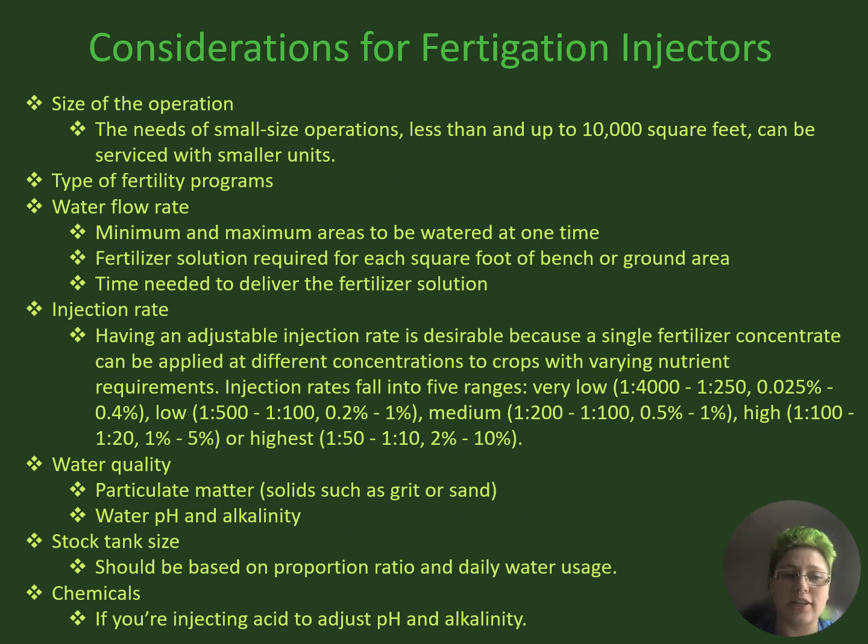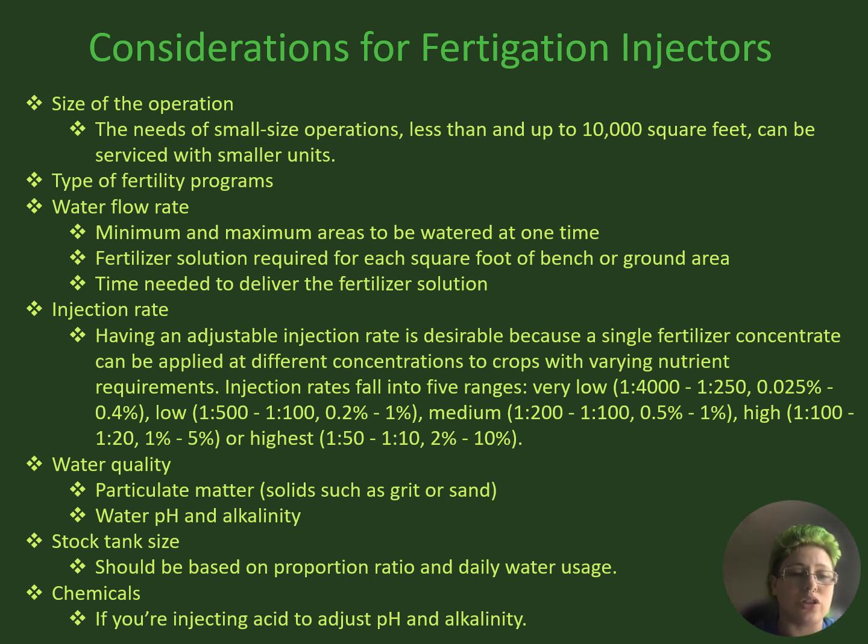Considerations for fertigation injectors. You must consider the size of the operation. The needs of small size operations, up to 10,000 square feet, can be serviced with smaller units. You can consider the type of fertility programs, as well as the water flow rate. As for the water flow rate, you can interpret the minimum and maximum areas to be watered at one time, the fertilizer solution required for each square foot of bench or ground area, and the time needed to deliver the fertilizer solution. As well as that, you must consider the injection rate.